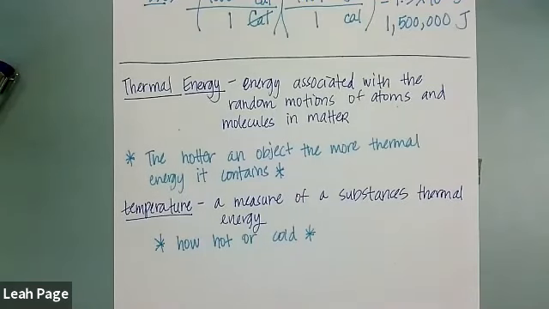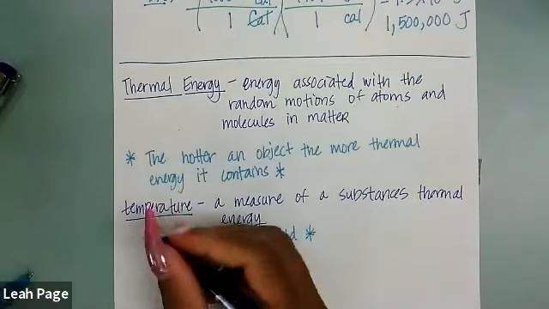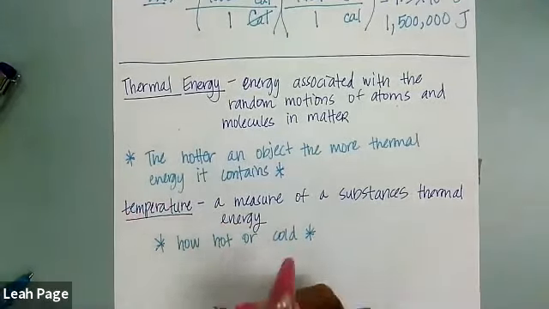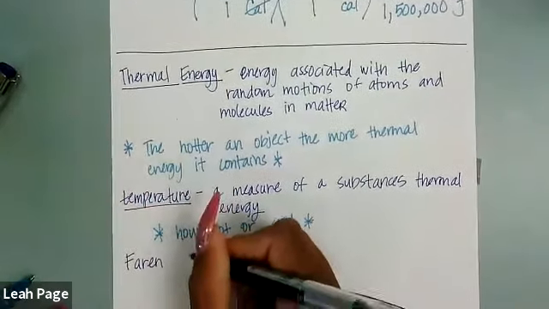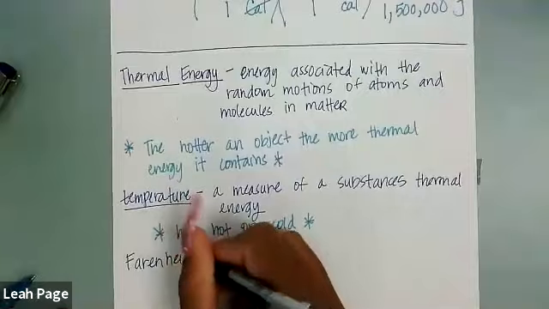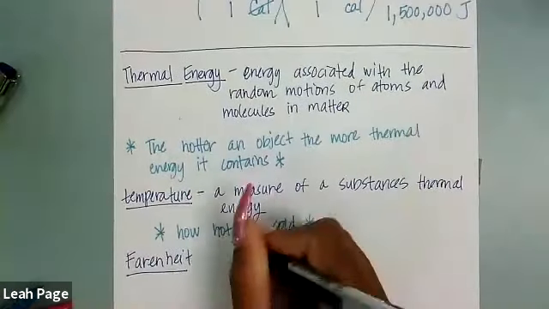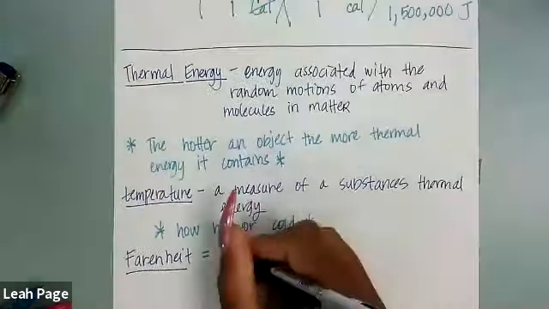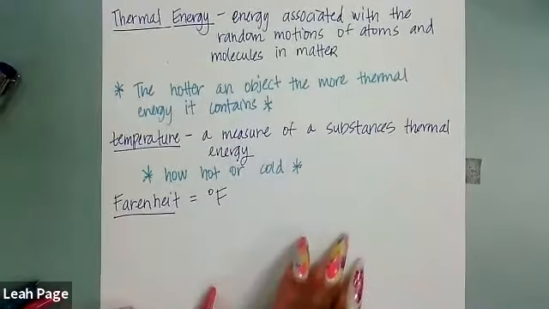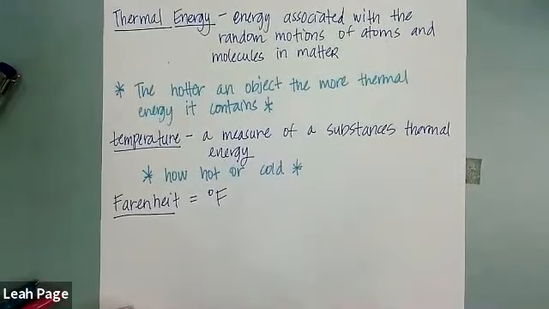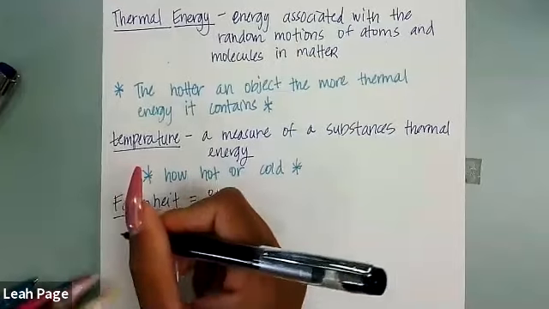We know that we have different temperature scales, and these are the temperature scales we're going to talk about in this class. First off, the temperature scale used in the United States is the Fahrenheit scale, abbreviated as degrees Fahrenheit. But most of the rest of the world uses the Celsius scale.